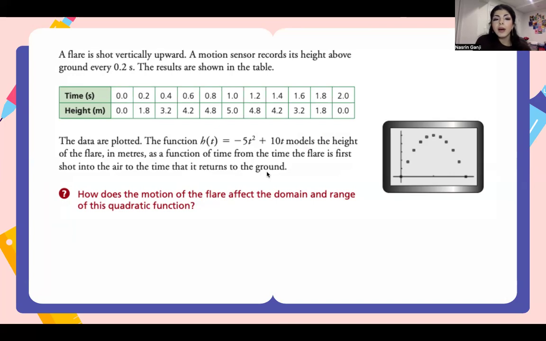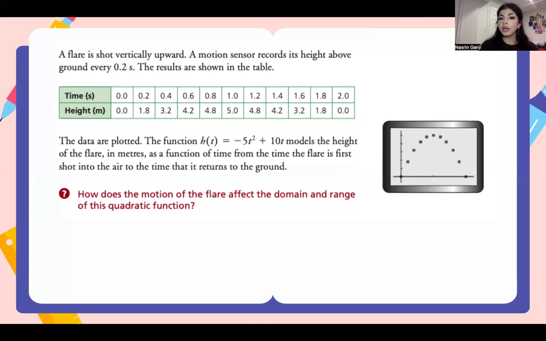And we are asked, how does the motion of the flare affect the domain and the range of the quadratic function? Before we answer that, let's review what domain and range were. Domain will be the set of all possible values for our independent variable. So here our independent variable is time because the time does not depend on the flare. Time will be independent here and will continue regardless of the flare, but the height of the flare is dependent on time. As the time goes by, the flare will be moving up and eventually it will go down and land back on the ground.